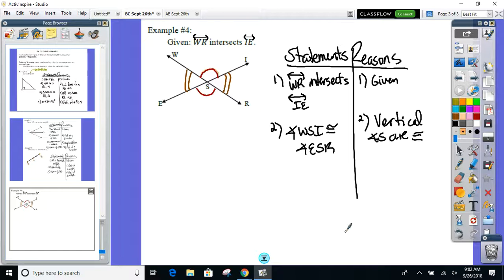Okay, why are these two congruent? They're also vertical. So in that case, I'm not going to have you write a separate step if it's got the same reason. So right underneath this statement, I'm going to put the other pair that are vertical. There's no reason to write another statement when it's going to have the same reason. So angle WSE is congruent to angle ISR. So if you run into that in a proof where you have the same reason, you can write the statements together.